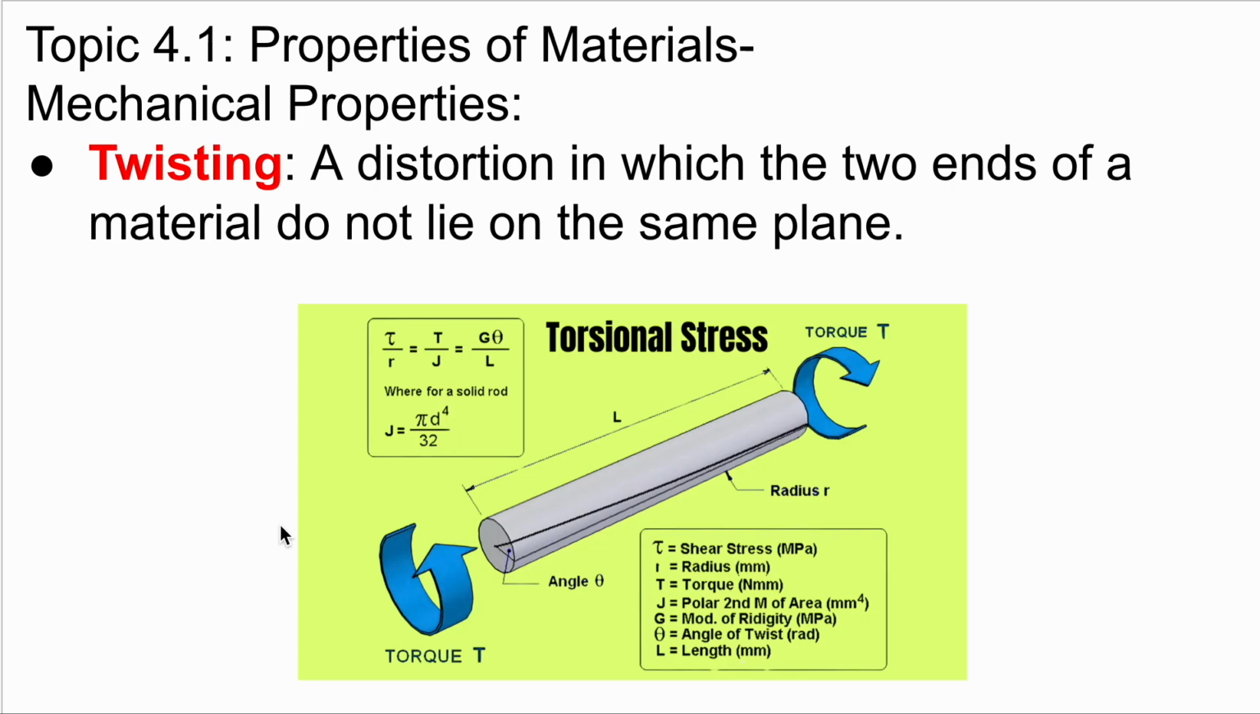We have to think about twisting forces. So this is a distortion in which the two ends of a material do not lie in the same plane, and you're twisting them. You can see here this is a torsional stress where I'm turning this rod this way, and you want to be able to resist those things.